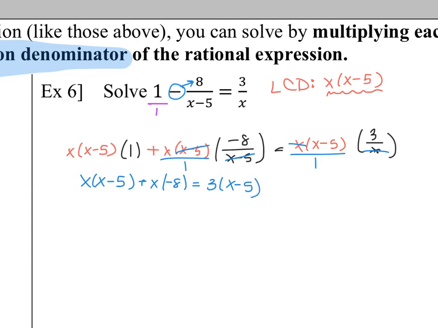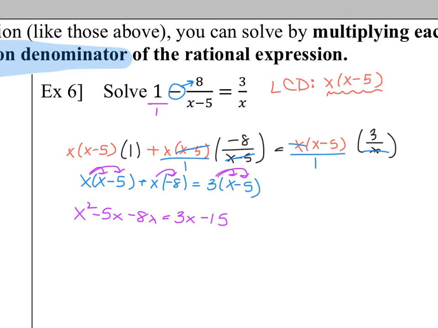Now I just need to solve this crazy thing. So let's simplify it first before we start actually solving. So x times x makes x squared. X times negative 5 makes negative 5x. X times negative 8 makes a minus 8x equals 3 times x makes 3x. 3 times negative 5 makes negative 15. I'm not going to be able to get rid of my square this time like I did back in example 2. So let's leave this guy as positive because we're going to have to factor this eventually, and I can't factor with a negative x squared.